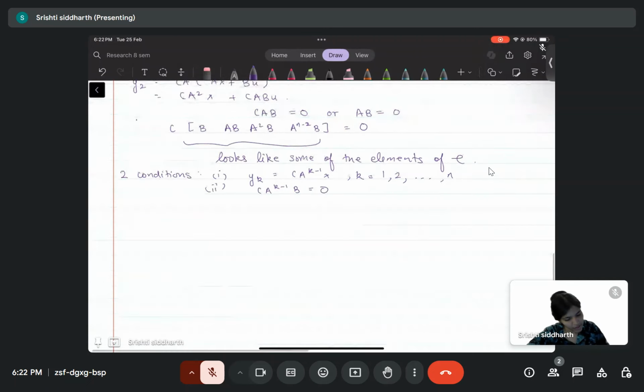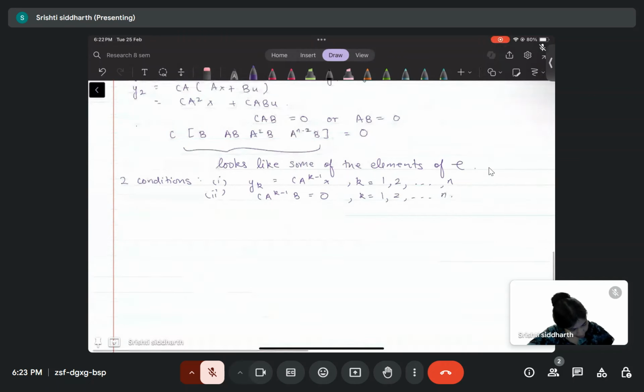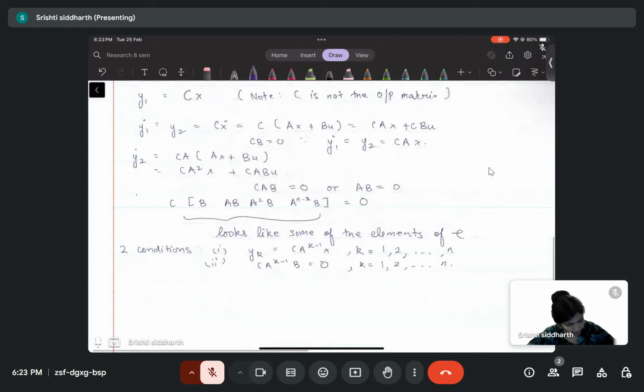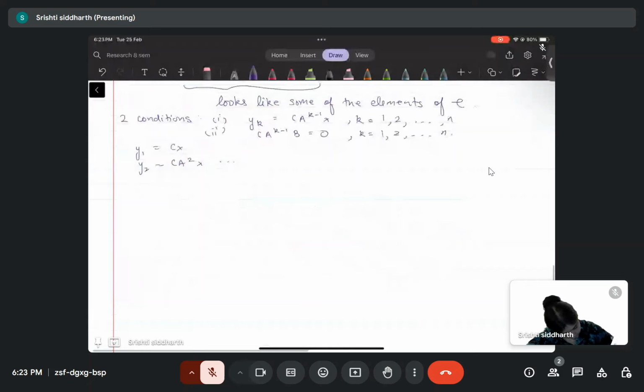Okay, so if this is the case, then what's the transformation matrix? So let's see. We have y1 equals cx, y2 equals cAx, y3 equals cA squared x, and so on. So the transformation matrix is c, cA, cA squared, all up to cA to the power n minus 1. Okay, so now the objective is to find the matrix C using the controllability matrix script C.